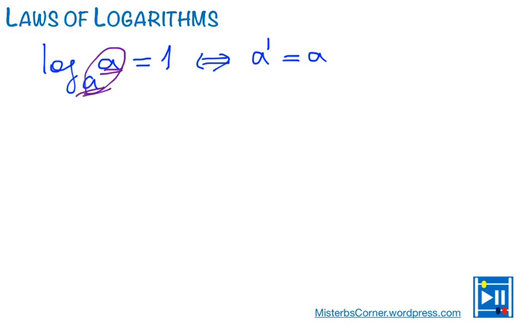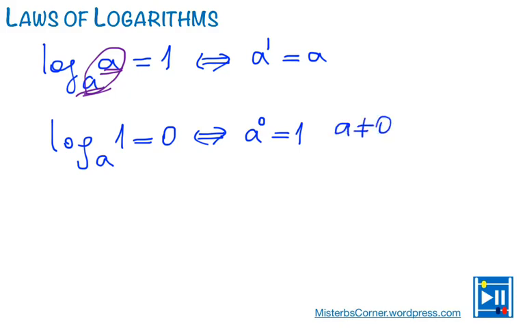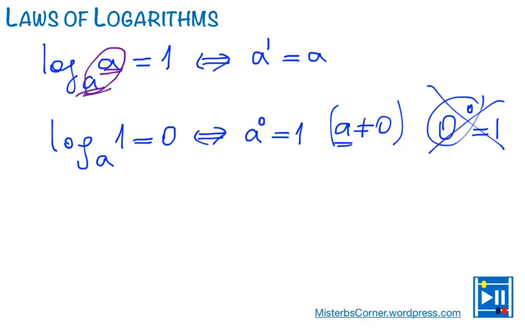Next, again, regardless of the base, if you have 1 appearing here, then you end up with 0, because a to the power of 0 is 1 for every a but 0. Because if a is 0, then you end up with 0 to the power of 0. This sounds as if it is okay, but it is not, because any number to the power of 0 is 1, so we would have to say that 0 to the power of 0 is 1 as well. But it doesn't make sense because it's 0 we are talking about. So basically, this expression is undefined. So we don't let that a value be 0.